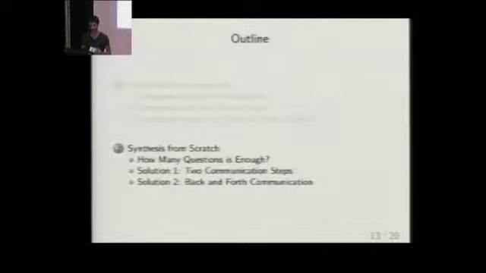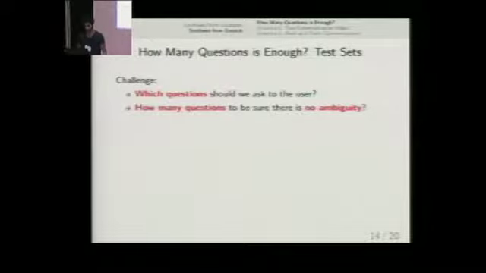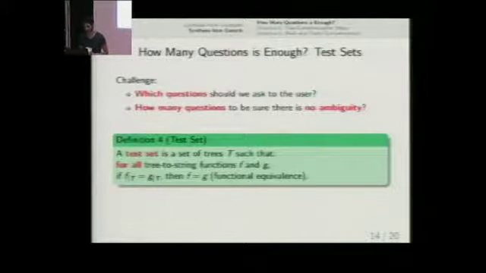The question was, how many questions do we need to ask the user to be sure there is no ambiguity in the function we generate? And which questions do we ask? For this, we use the notion of test set. It's a notion that exists in another context, and we reuse it here. In our context, a test set is a set of trees, such that if you take any pair of functions, and they have the same output on this set, T, then they are completely equivalent for all inputs, for any tree.